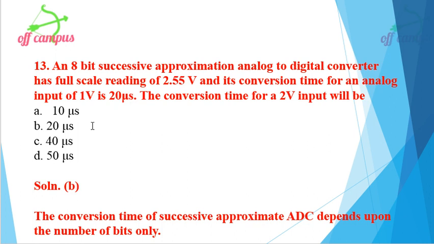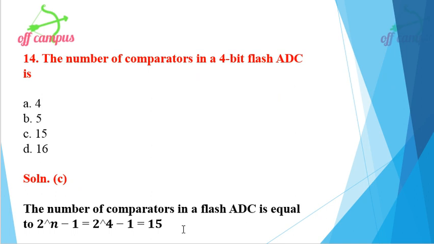The conversion time needed for 2 volt or 1 volt, irrespective of input voltage, will be the same. What is given? 20 microseconds. Option B, 20 microseconds is the right option, because it depends on the number of bits. The conversion time of successive approximation ADC depends upon the number of bits only, not on the input value. Okay, are we clear? We'll move on to the next one.